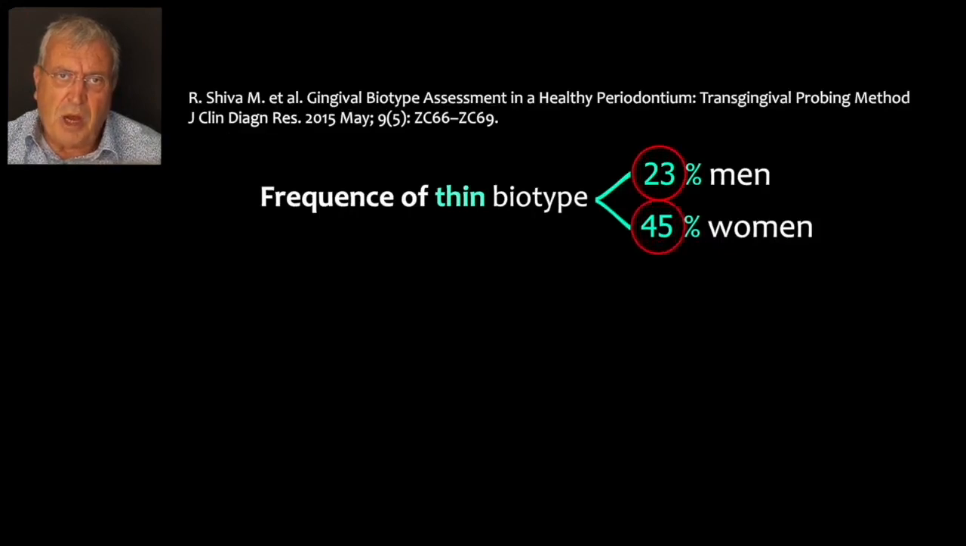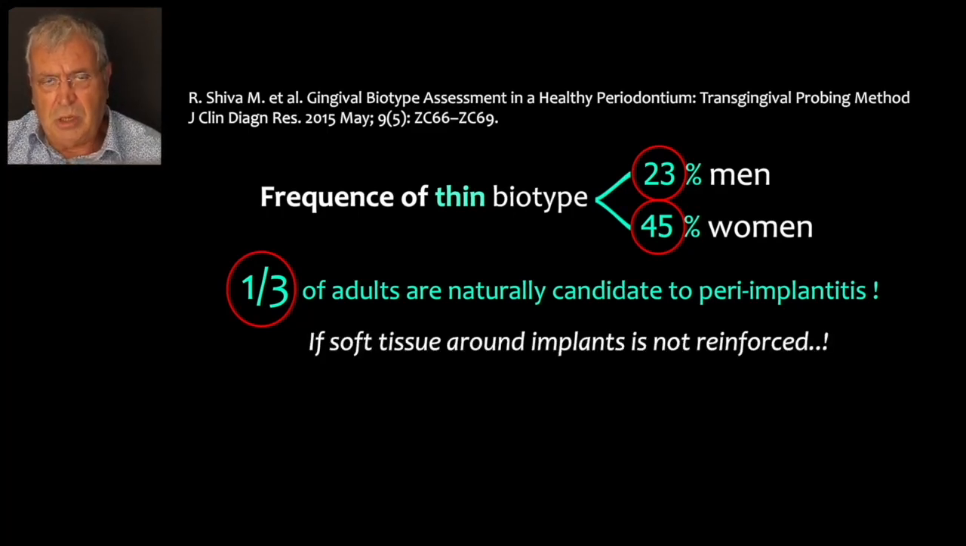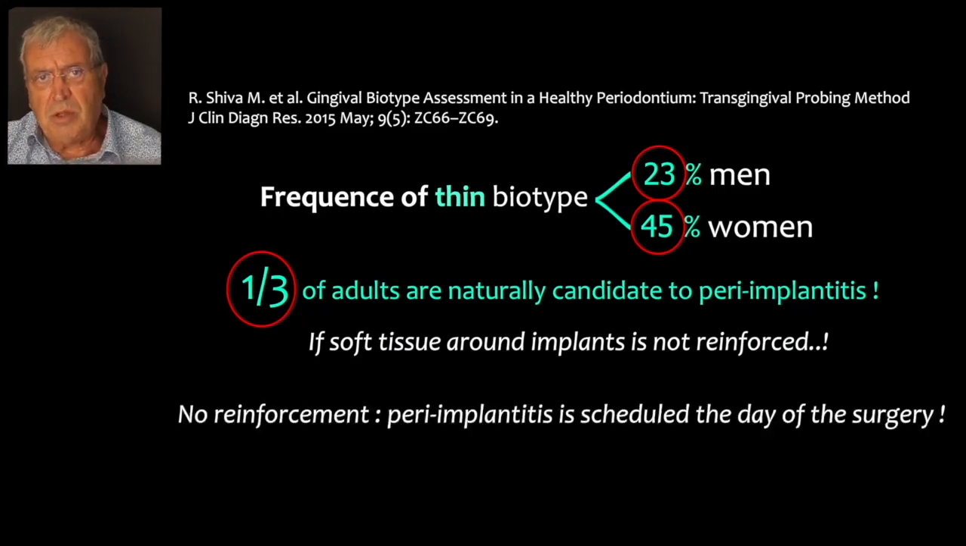This paper is showing how many people are living with a thin biotype. 1/4 of men, half of women. What does it mean? It means that 1/3 of adults are naturally candidates for periimplantitis. 1/3. And if you don't manage the soft tissue around the implant, meaning reinforcing the soft tissue, the periimplantitis will be scheduled the day of the surgery.